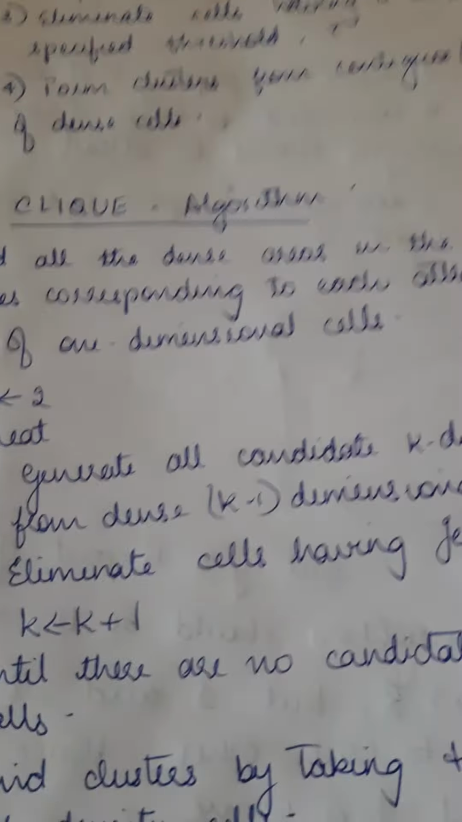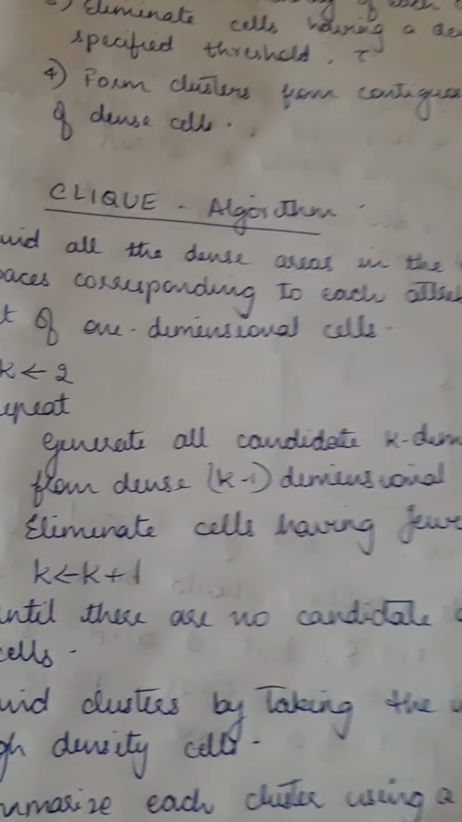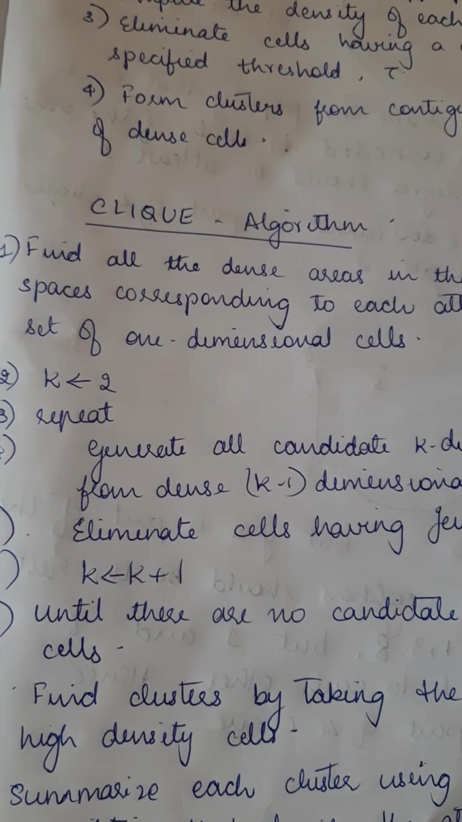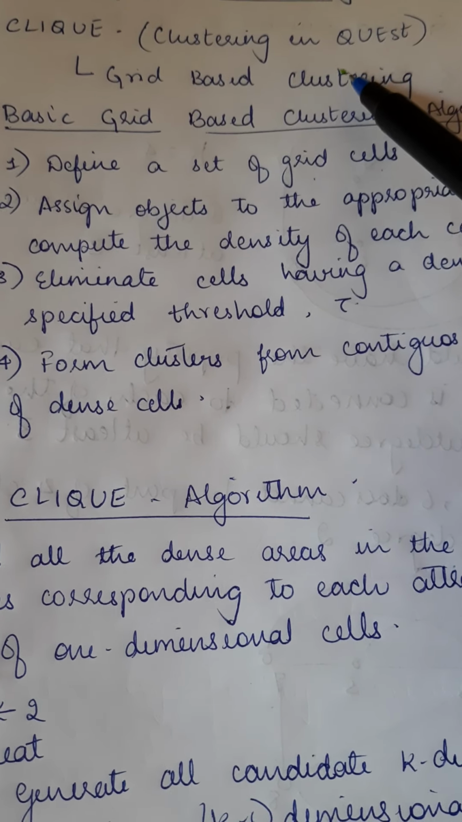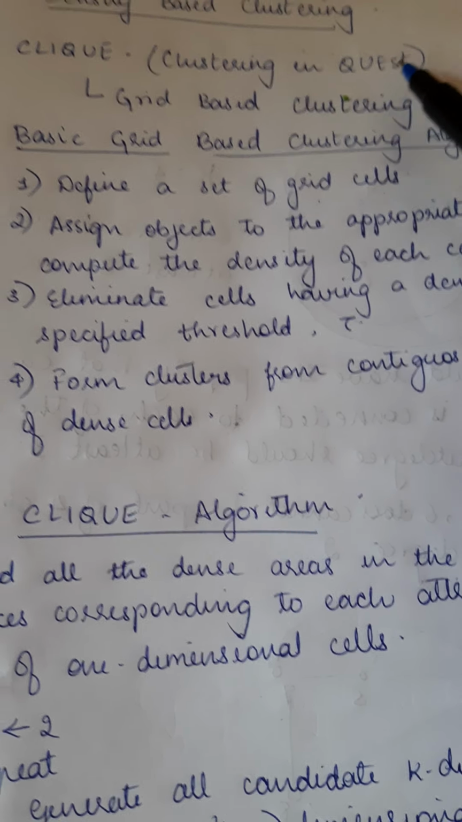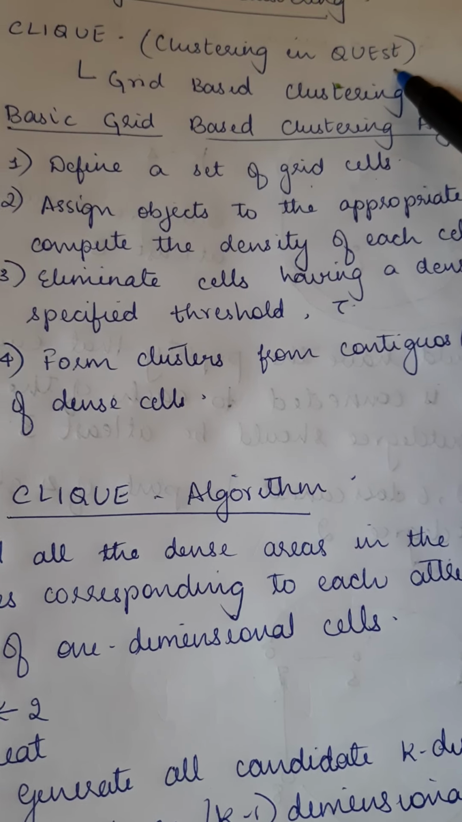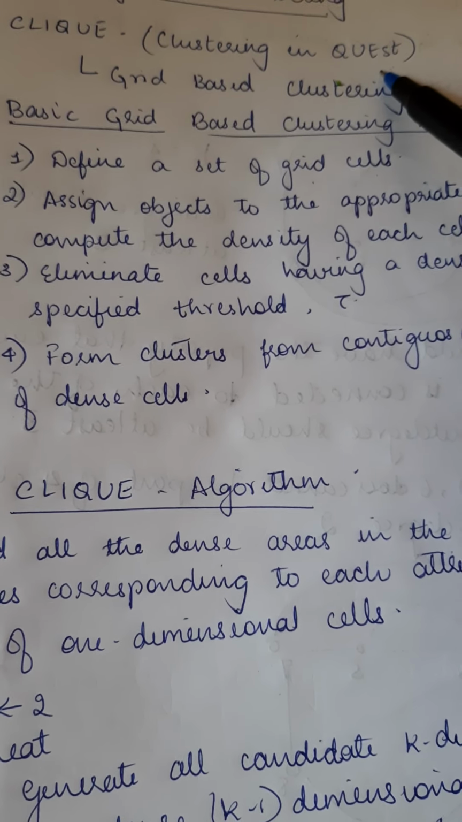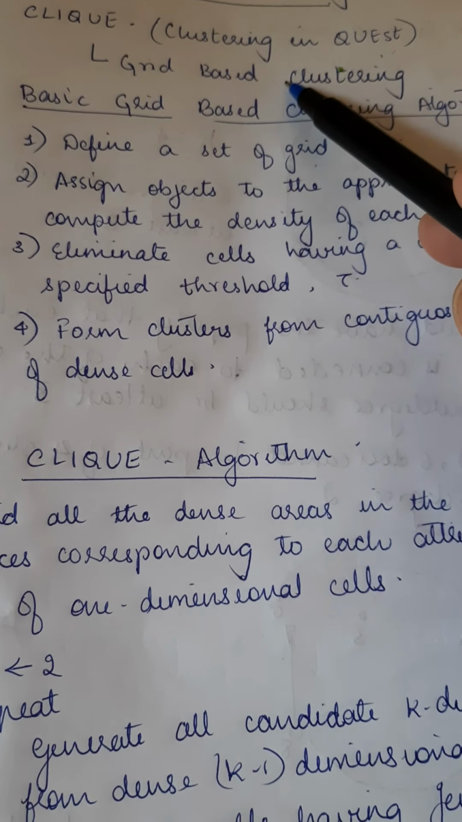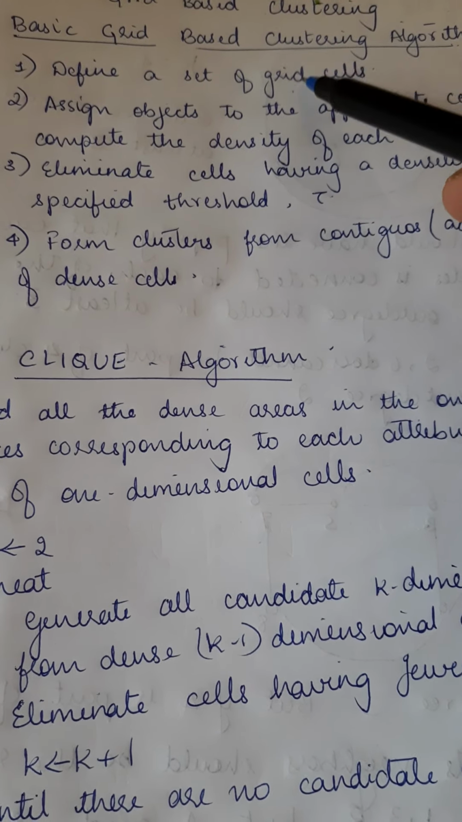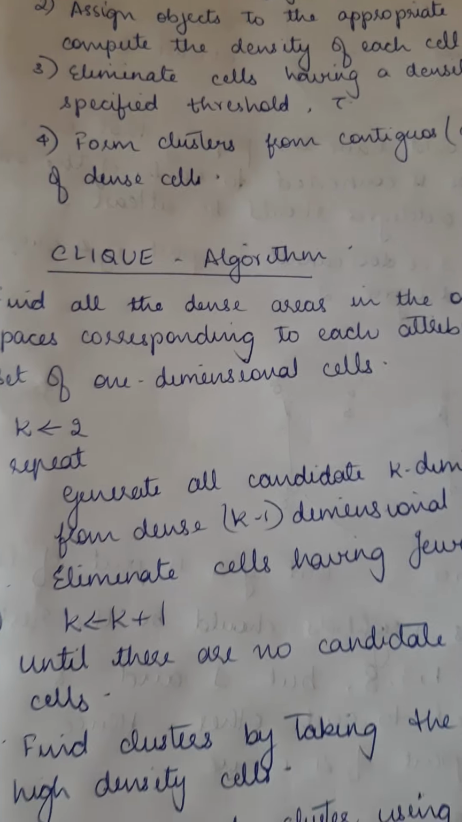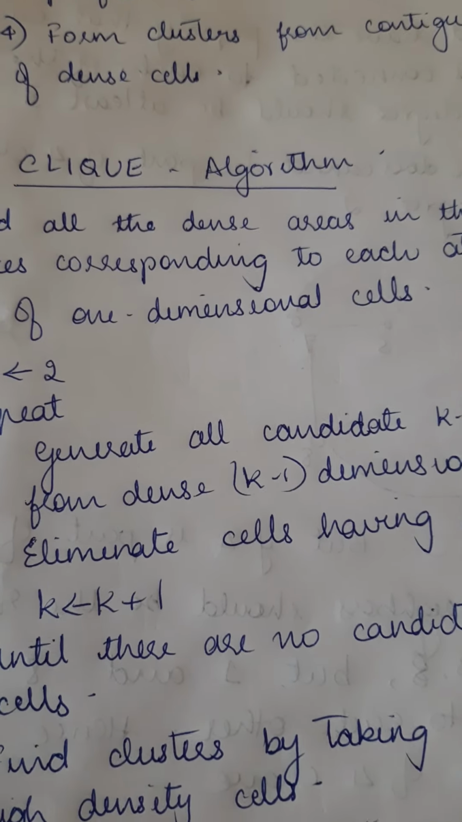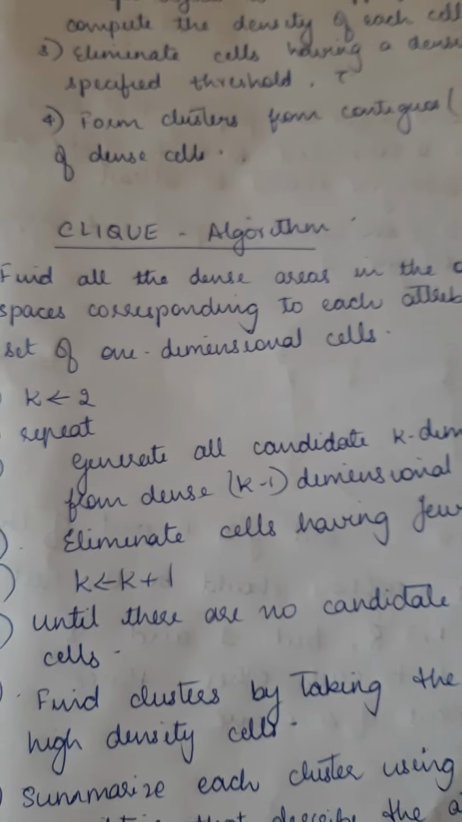So in grid based algorithms, we have an algorithm called CLIQUE. What it stands for is clustering in quest. Quest is an IBM data mining system. So CLIQUE is basically a density based and grid based subspace clustering algorithm. It's both density based and grid based. Now why it is both density based and grid based, we will just see.